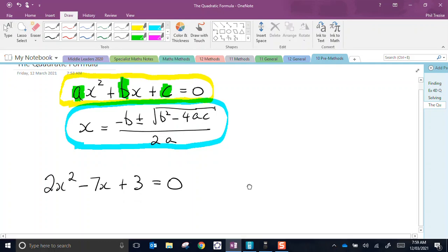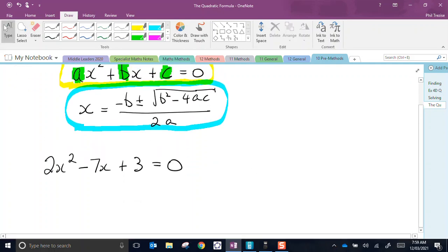Now, here's an example of a quadratic equation, 2x squared minus 7x plus 3. So the first thing I'll do is write down the value of a, that's the number in front of the squared term. Then I'll write down the number for b, that's the number in front of the x, so negative 7 for b, don't forget the negative. And then I'll write down the number for c, which is the positive 3 at the end.